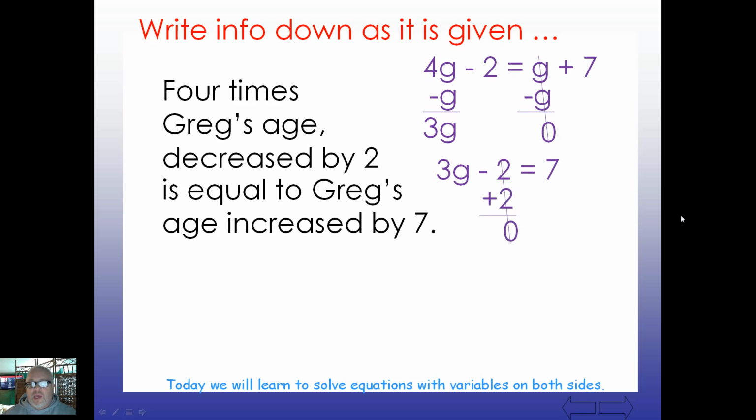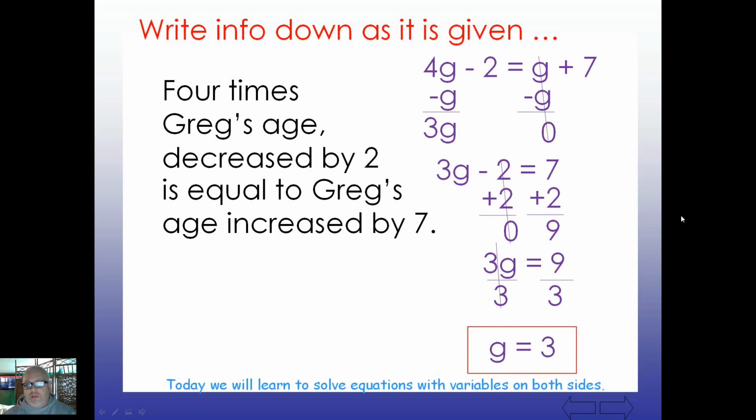If we add 2 to both sides, we end up with 3G equaling 9. So it looks like Greg is a whopping 3 years old. All right then, Greg's 3 years old.